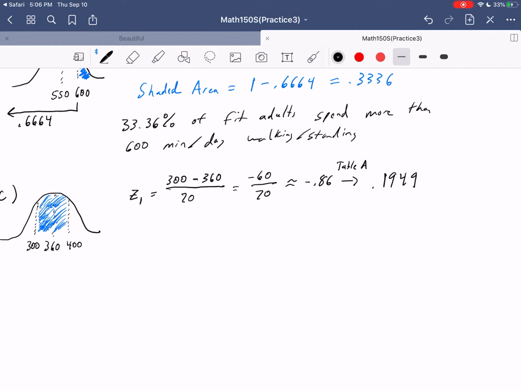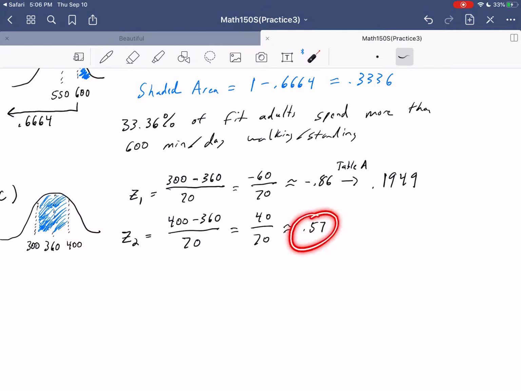Okay, let's go ahead and find Z2. So Z2 will be 400 minus 360 over 70, which is 40 over 70. If we do that division, we should find a z-score of about 0.57. Notice that this time it is positive because 400 is above 360. Also notice that in magnitude, 0.57 is smaller than 0.86 because 400 is closer to 360 than 300 is.